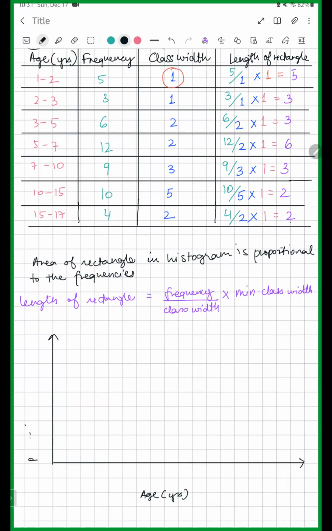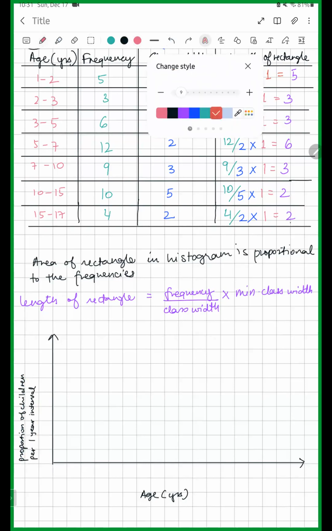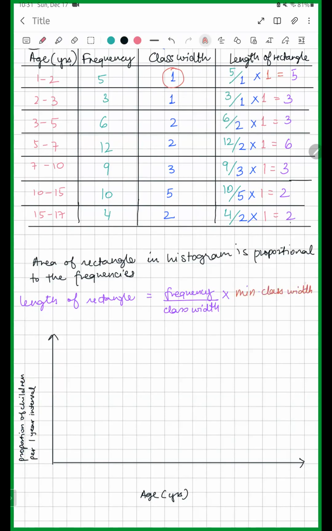You have to write it like this: proportion of children per 1 year interval. Acha, why do we need to write it like this? Because whatever this red thing which we have written now, the minimum class width that we need to write over here, per 1 year interval, because it is the minimum class width. Okay. If your minimum class width was something else, then you would have written it accordingly.